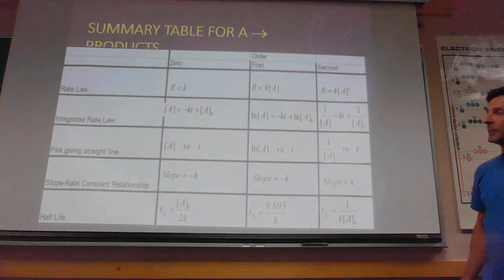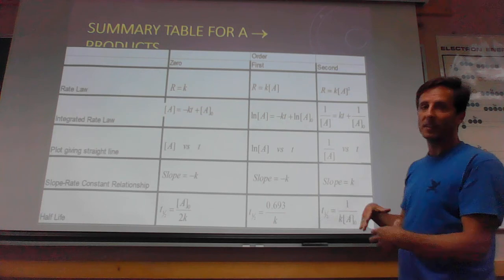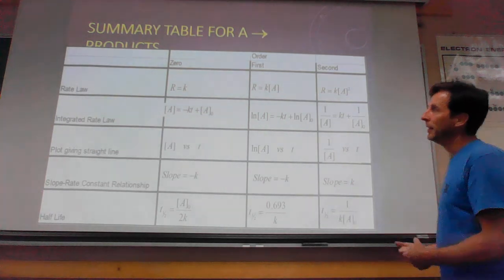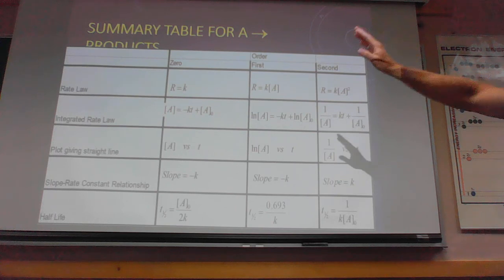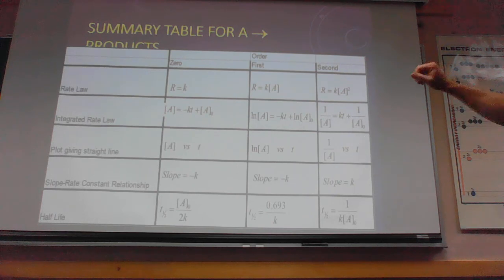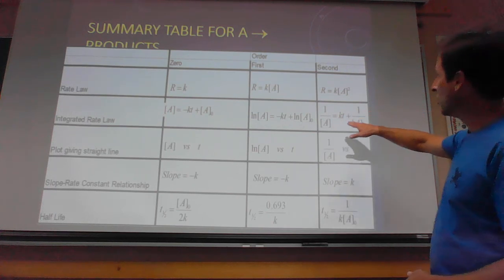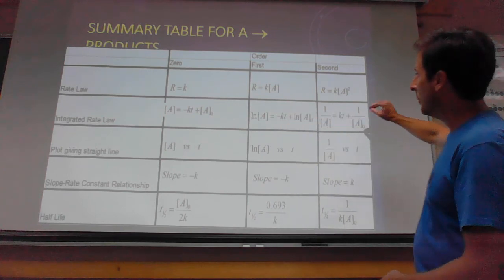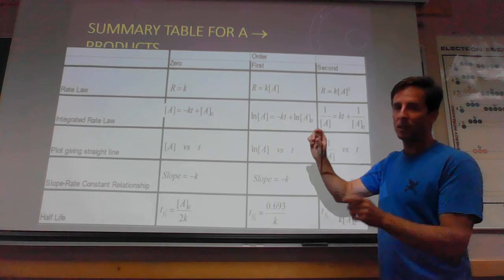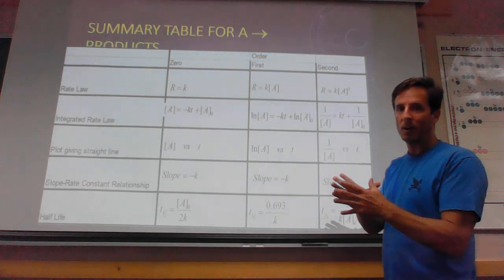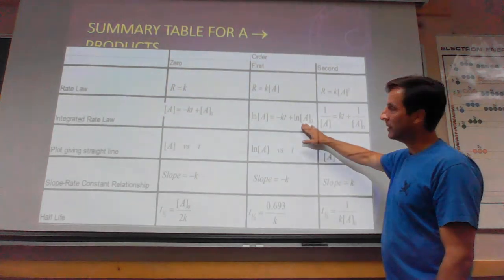All right, so this slide gives a summary of a bunch of the stuff that we've done. Essentially, the first row tells me what the rate law looks like for zero order, first order, second order. Beneath, I have the equations that we learned. Now, for first order, this equation looks a little different. Again, it's using log rules, the integrated rate law. This is a different form of it.